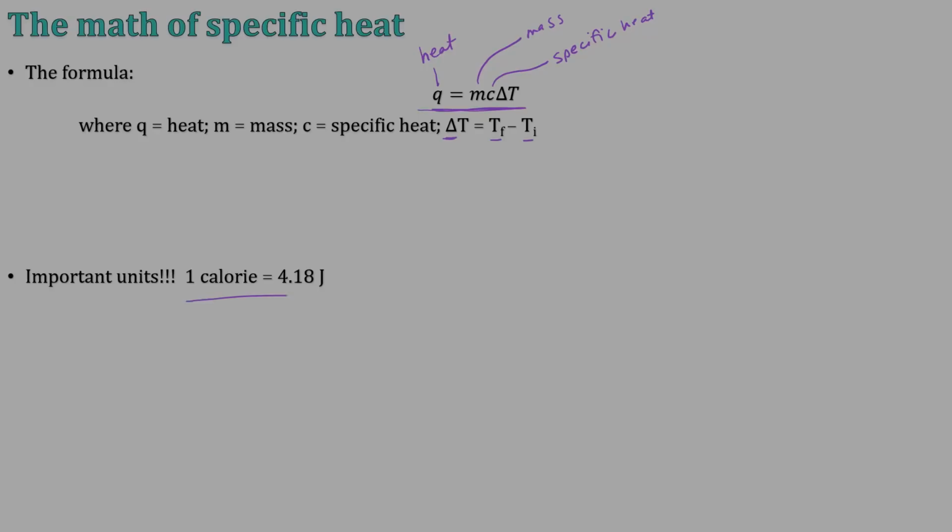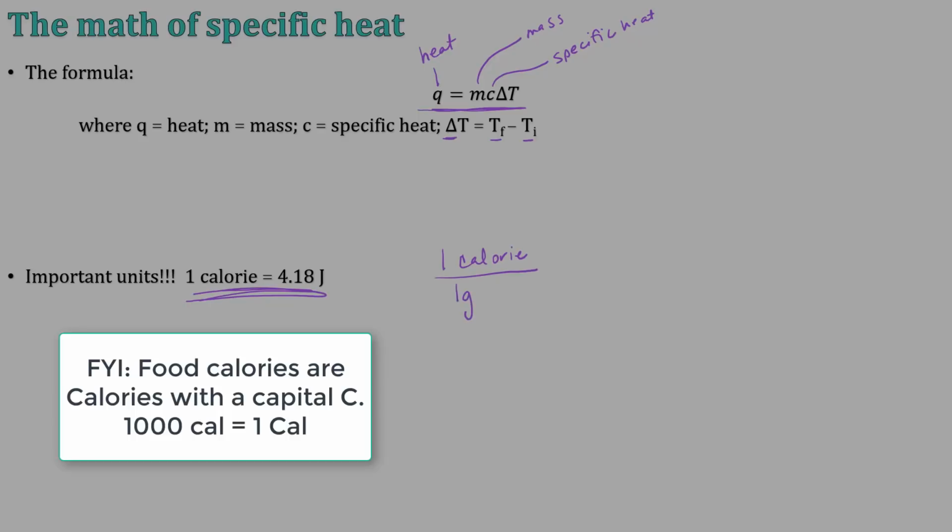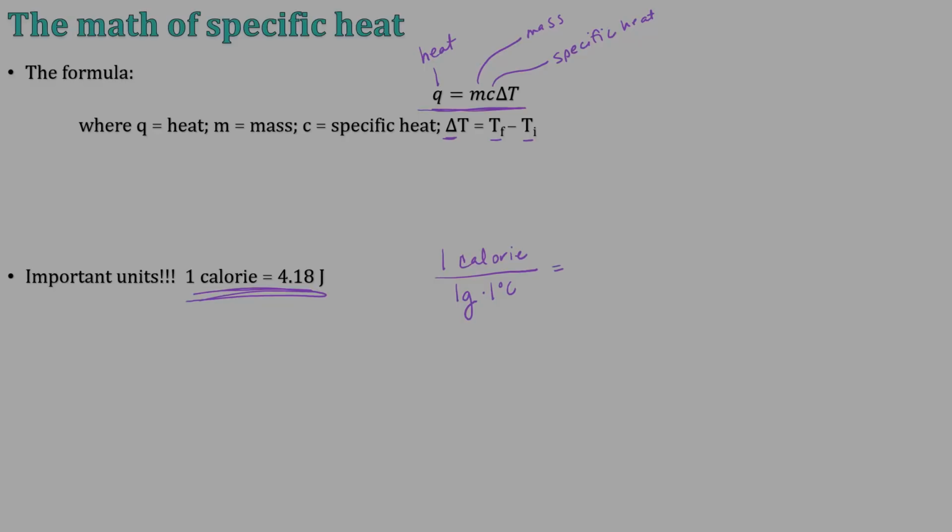If you're curious, 1 calorie is equal to 4.18 joules. So it actually takes 1 calorie of heat to raise the temperature of 1 gram of water 1 degree Celsius. So the heat capacity in calories for water is 1 calorie per gram degree Celsius. You can use either one of those.